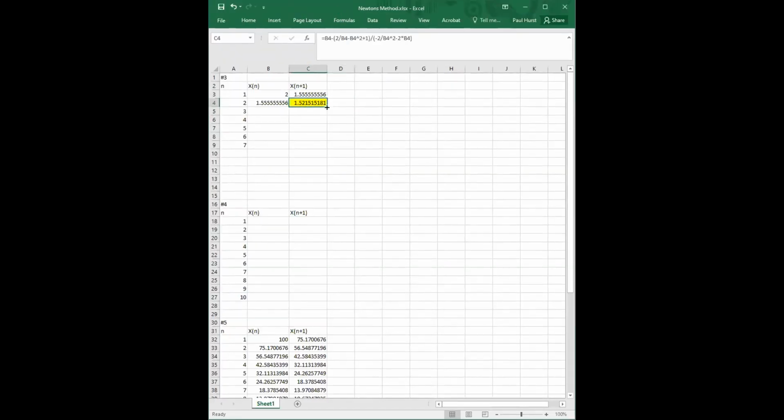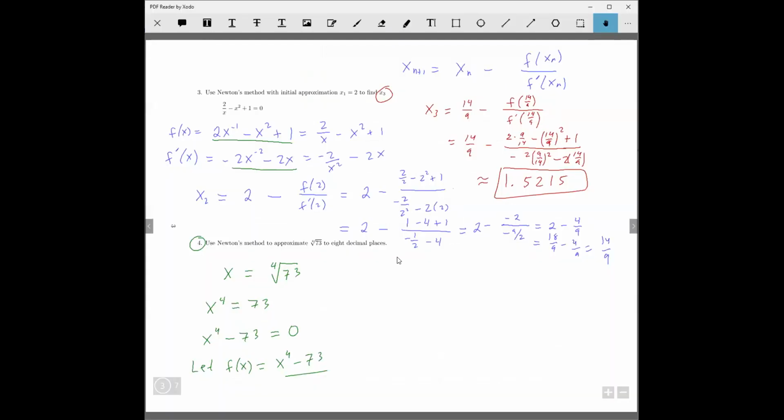Okay, and then also, if you want to go further and continue doing Newton's method, this is what happens if you continue using Newton's method. But this one is the answer right here. So now let's go back and do the next problem.